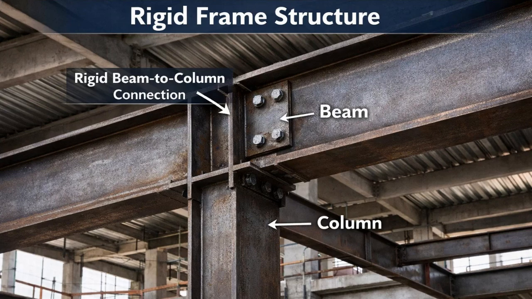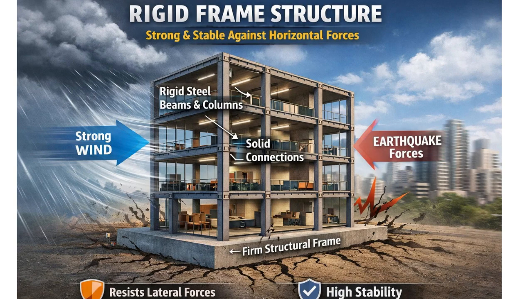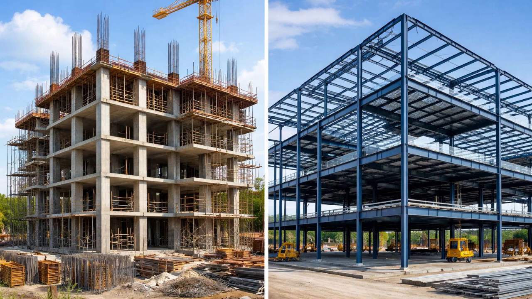Because the joints are rigid, both beams and columns work together to resist bending moments, shear forces, and axial loads. Rigid frame structures are very strong and stable, especially against horizontal forces like wind and earthquakes. That is why they are widely used in multi-story buildings, residential apartments, offices, and commercial buildings. Most reinforced cement concrete buildings, also called RCC buildings, use rigid frame structures. Steel frame buildings can also be designed as rigid frames. In short, rigid frame structures are strong, durable, and suitable for buildings with multiple floors.